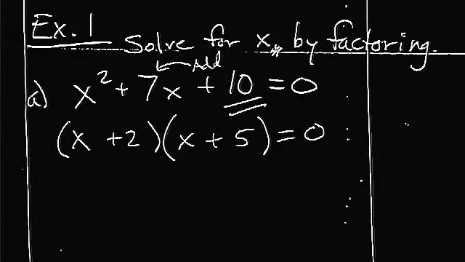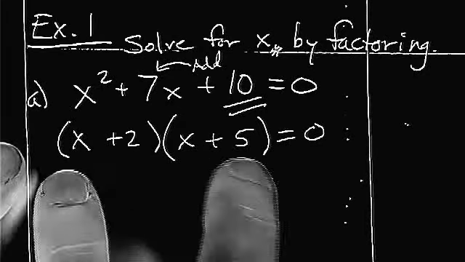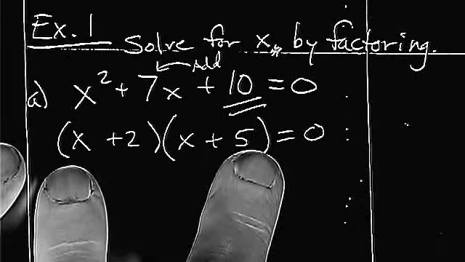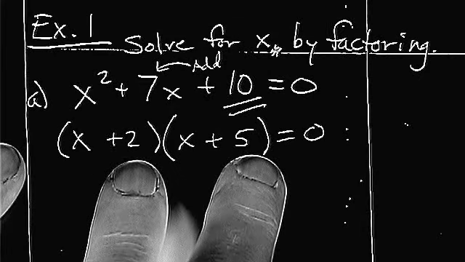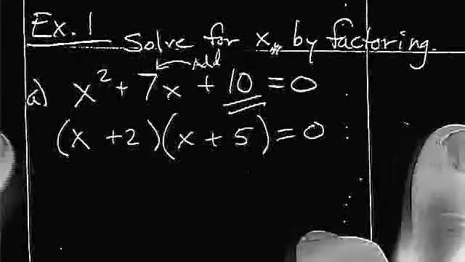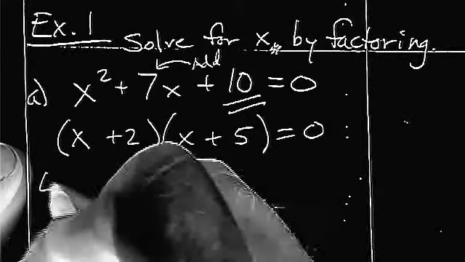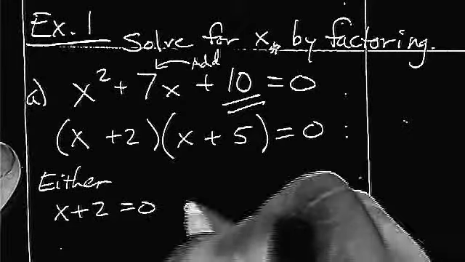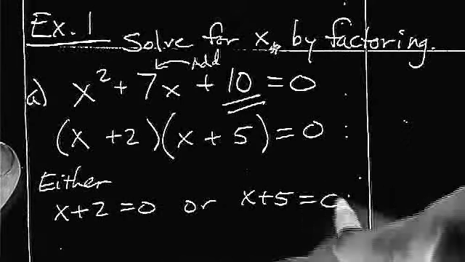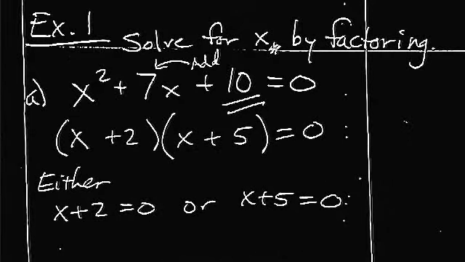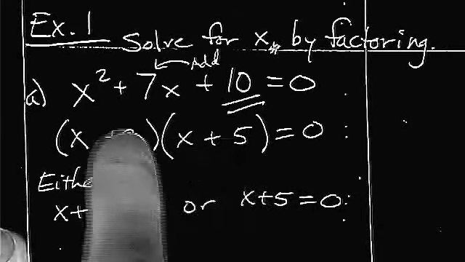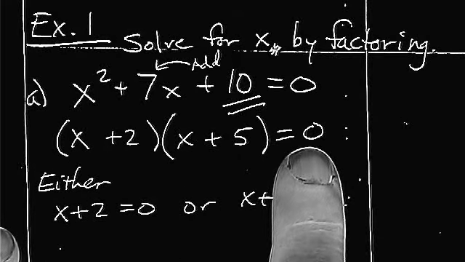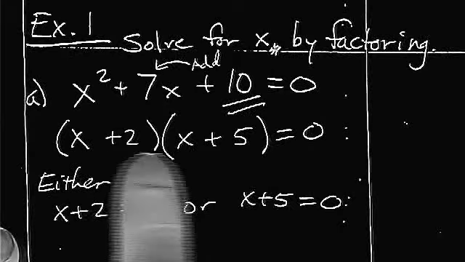Now, I've done the factoring, and if you just want to double check, you've got x squared, you've got 2x and 5x, which add up to 7x, and 2 times 5 is 10. So we've double checked it. Either x plus 2 is equal to 0 or x plus 5 is equal to 0. One of those two sets of parentheses has to be equal to 0. That's the only way that the product of two things can be equal to 0. So, it's either this one or this one.